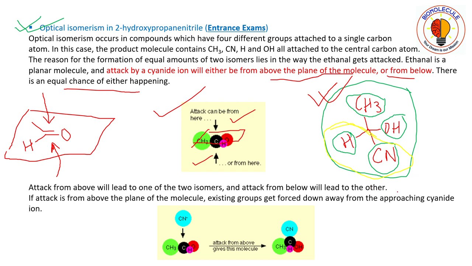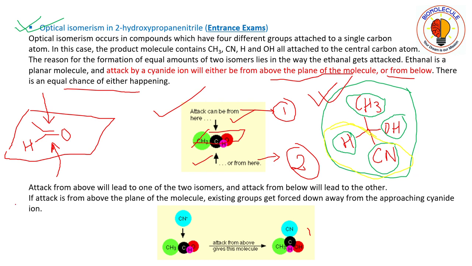In optical isomerism, while I was discussing isomerism in aldehydes and ketones, I told you what isomers are. Isomers are compounds or molecules having the same molecular formula but different groups or atoms arranged among themselves. In this one we are getting 2 isomers: attack from above will give the first isomer, and from below we will get the second isomer. Now we have to identify which one is which.